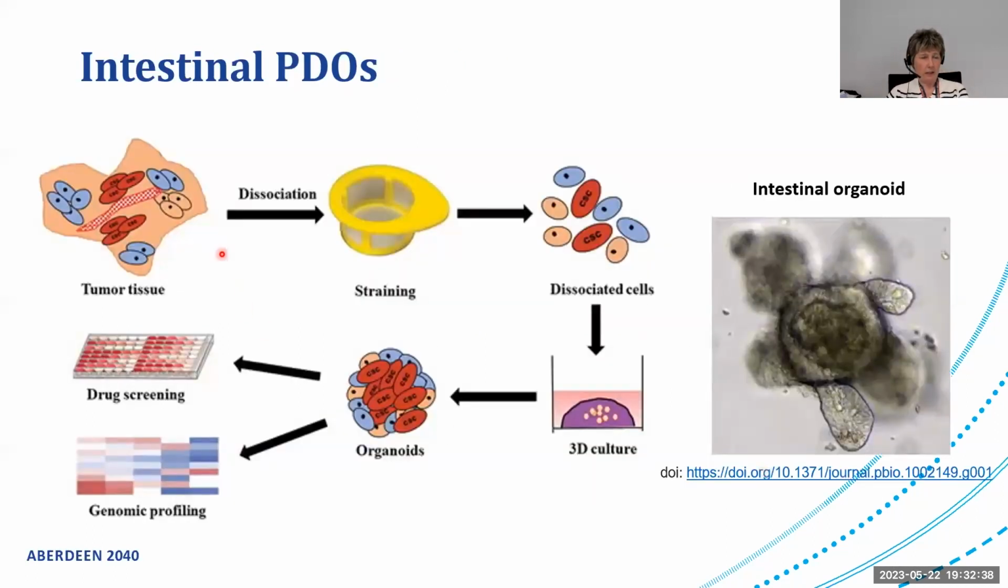And these intestinal PDOs have also been dissociated. So you take the tumour tissue, you dissociate them into single cells, and then put them into 3D culture. And rather remarkably, these cells seem to know where they should be in relation to their neighbours, and they form these functional organoid units. And these can be used in genomic profiling or in drug screening assays. So very sophisticated techniques are now available to use in the study of not just breast cancer, but also GI cancers.